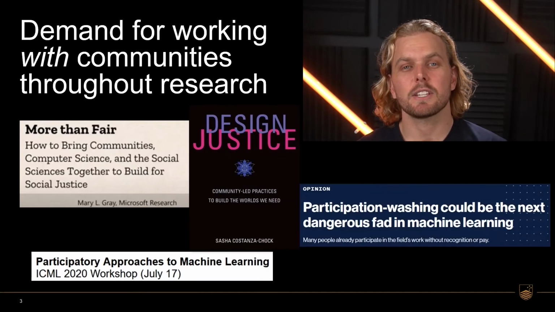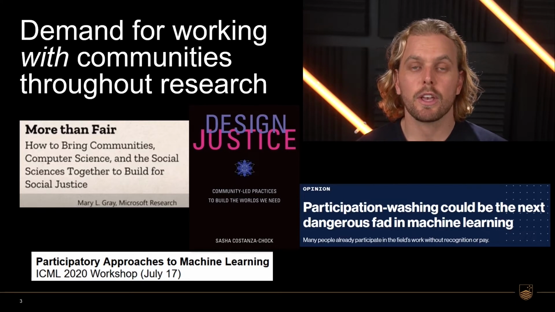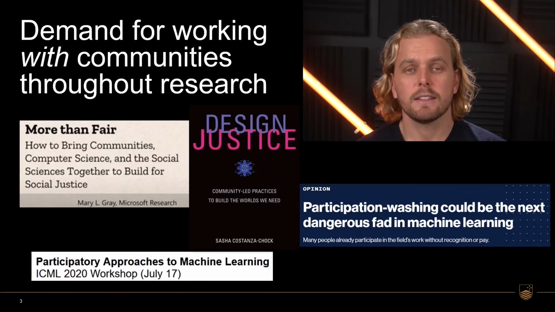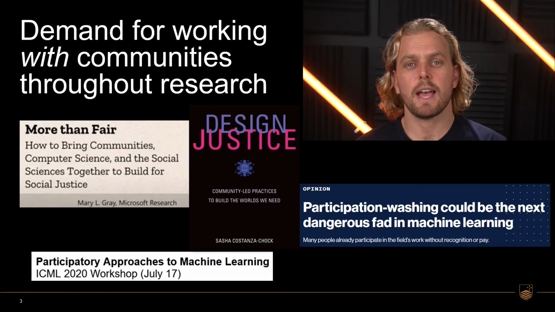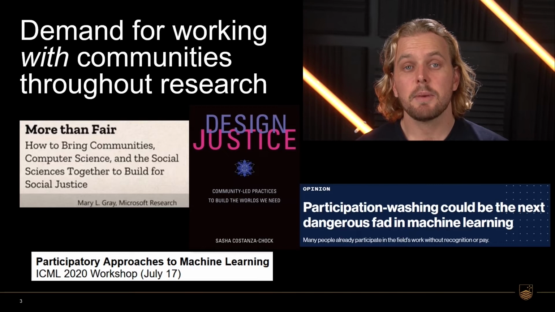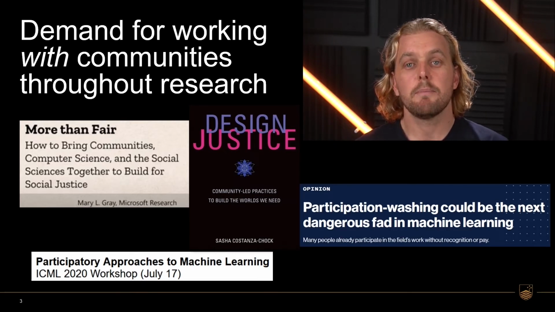And the publication of such projects has been accompanied by growing calls for computing researchers to work more collaboratively with communities. For example, these come from recent talks by Mary Gray, Sasha Costanza-Chock's book Design Justice, and a recent participatory approaches to ML workshop at ICML. At the same time, others have noted that participation could go wrong or it could be misused if we don't pay attention to best practices and how people and communities have participated in computing research to date.